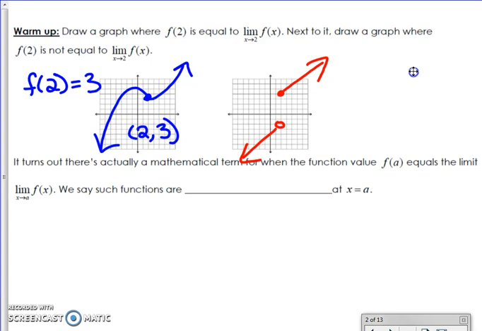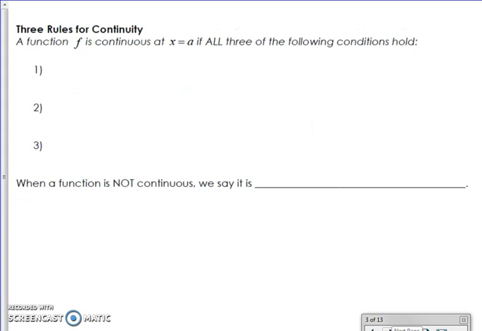So it turns out there's actually a mathematical term for a function when they are the same. If when you evaluate the function it's the same thing as the limit, we say that that would be continuous, okay? And continuity is going to be important. A lot of times they will ask you what it takes for something to be continuous. Okay? So there are 3 main rules for continuity. You will need to know these. So absolutely write these down, put a star next to them, do whatever you need to do to let yourself know that these are important.